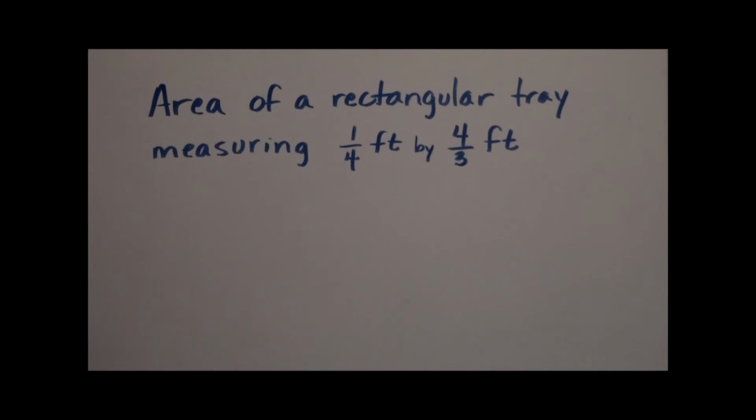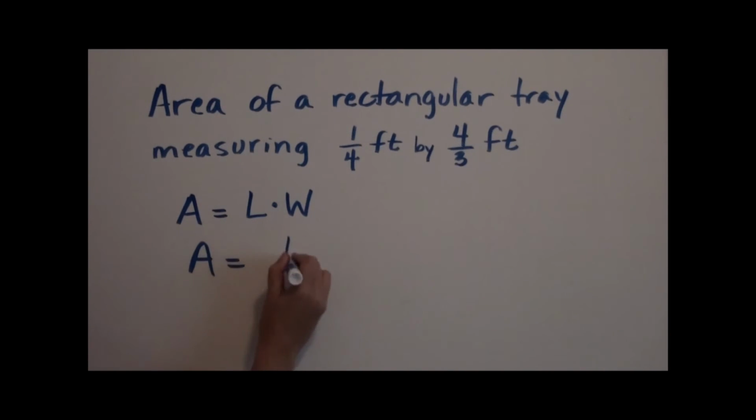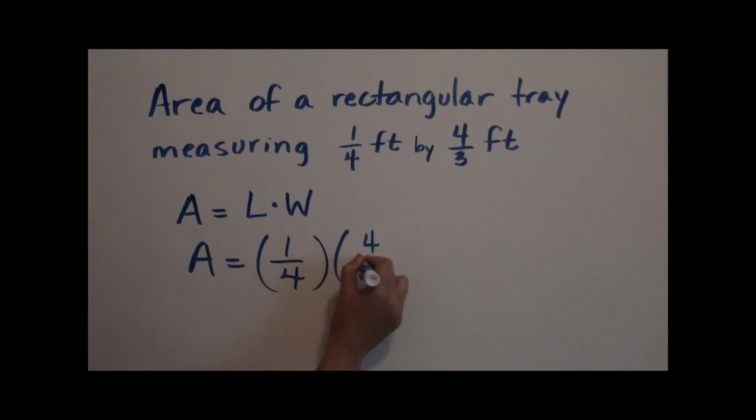Okay, another type of problem you may see on this is one where you're finding the area of a rectangular tray or a picture or some rectangle, and it gives you the measurements, and the measurements involve fractions. So think about area of a rectangle. We know that's length times width. In this case, I'm given the measurements. They're in feet. So my area is going to be 1/4 times 4/3.